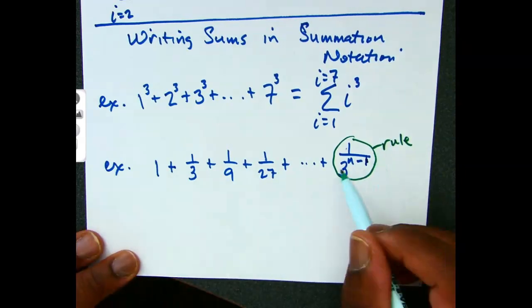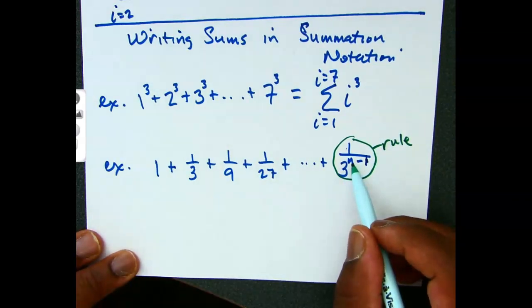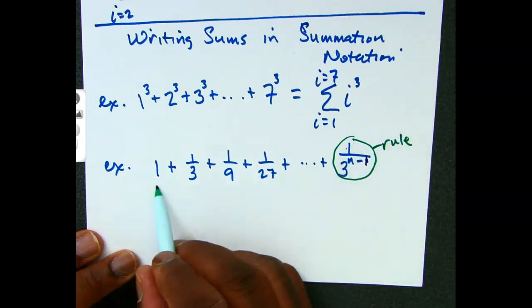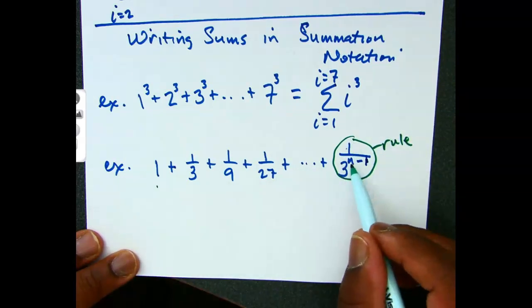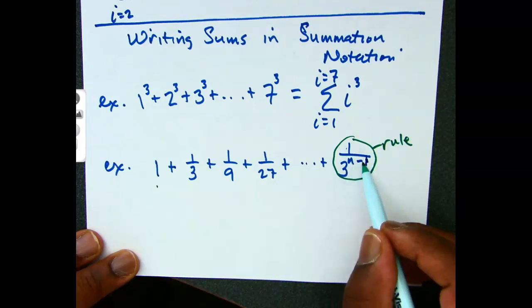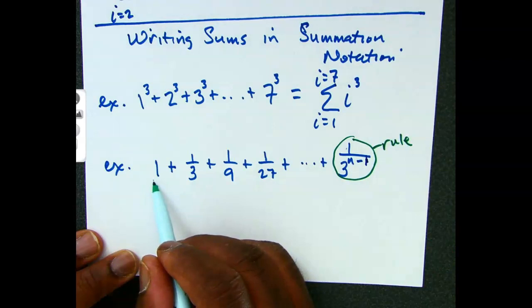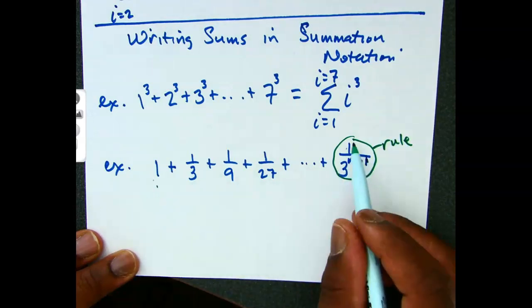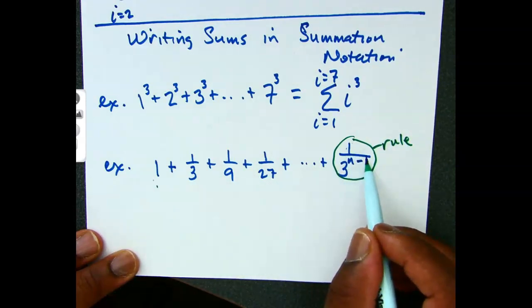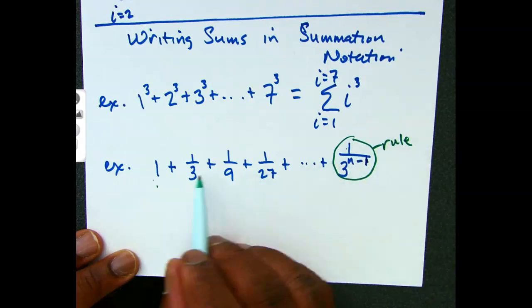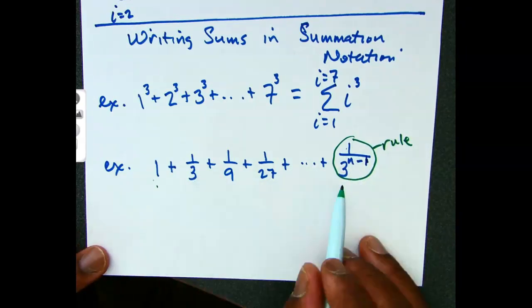So if n starts at 1, then our first term should be 1 over 3 to the 1 minus 1, which is 1 over 3 to the 0. 3 to the 0 is 1. When n is 2, we should get 1 over 3 to the 2 minus 1, which is 1 over 3 to the first. We have that. So that's our rule there.